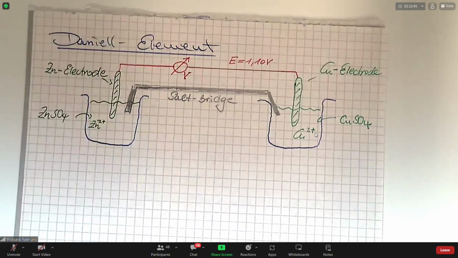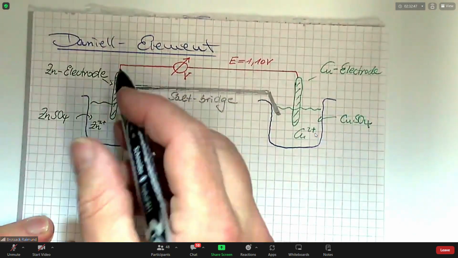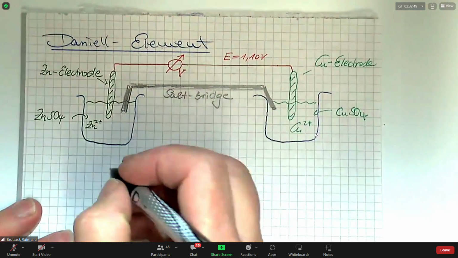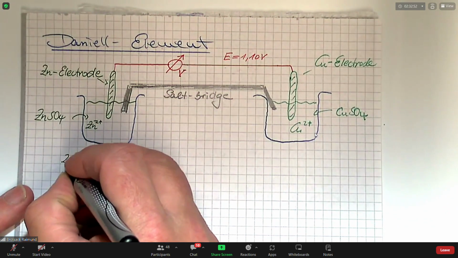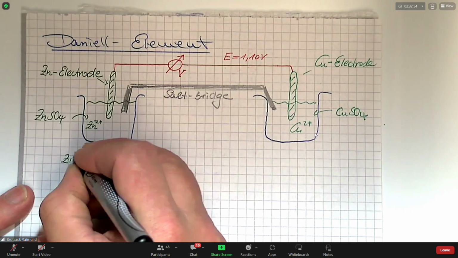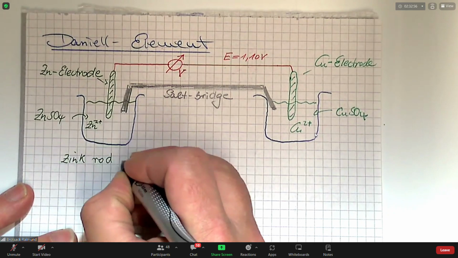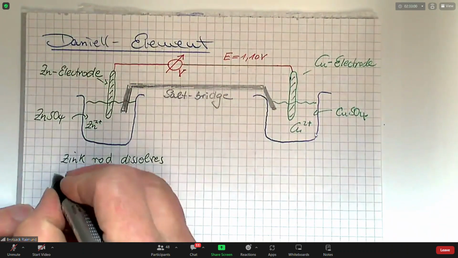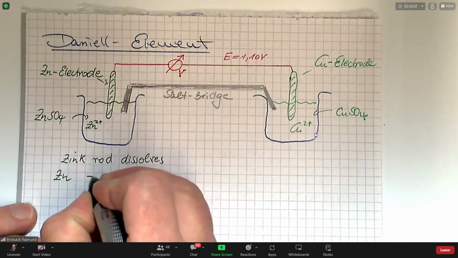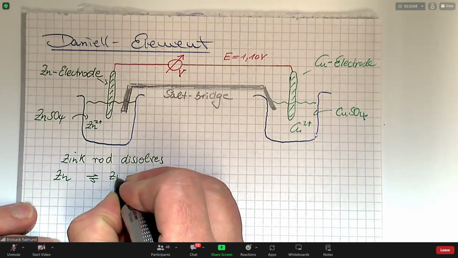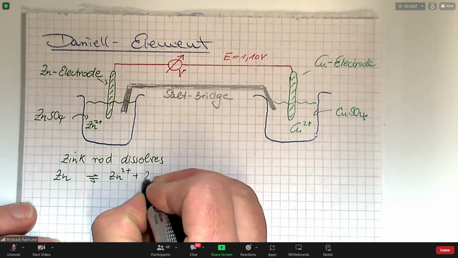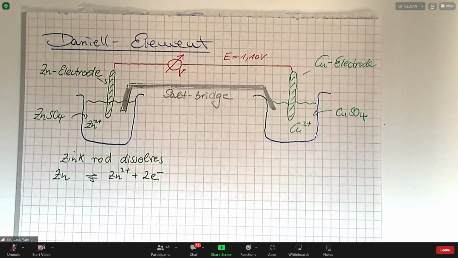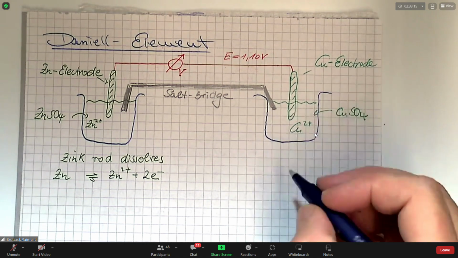On the left side, zinc is dissolved, the zinc rod dissolves. So zinc is oxidized, zinc 2+ is built, 2 electrons are created. On the right side, elementary copper is deposited.